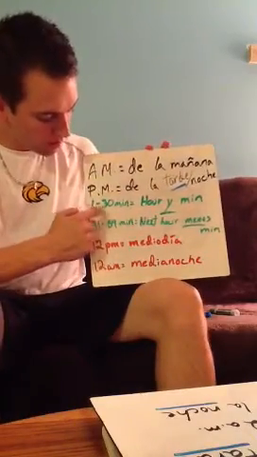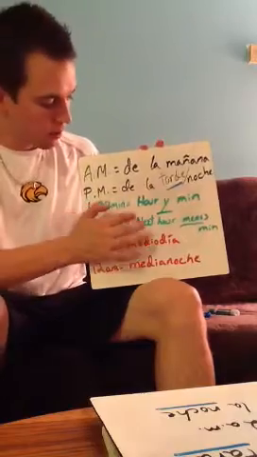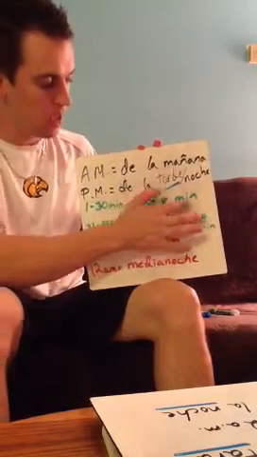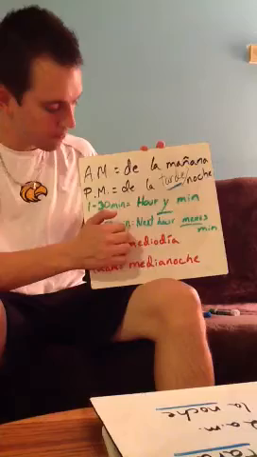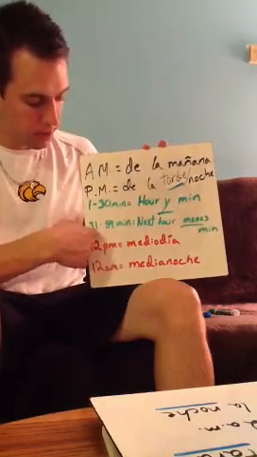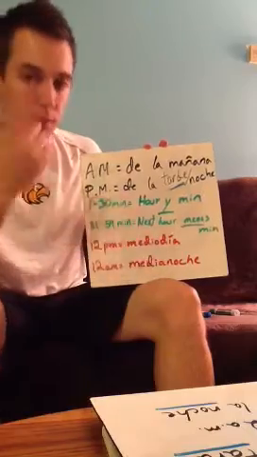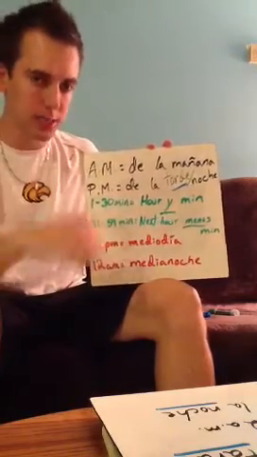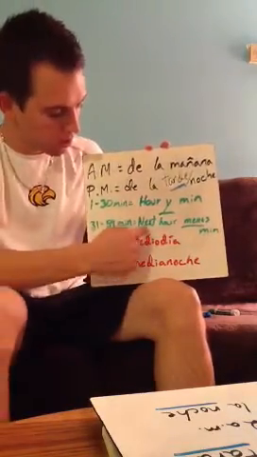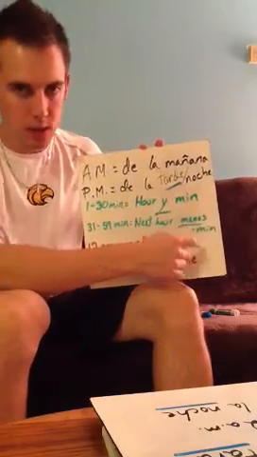If it's between 1 minute and 30 minutes past the hour, we're going to go hour y the minutes. Okay? If it's 31 minutes to 59 minutes past the hour, we're gonna move up to the next whole hour and subtract the minutes. So next hour menos the minutes.